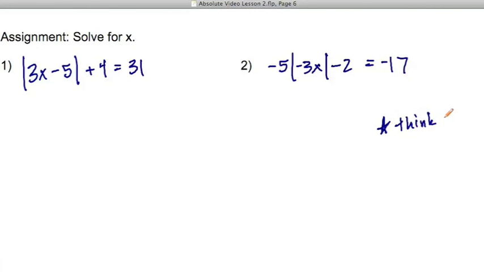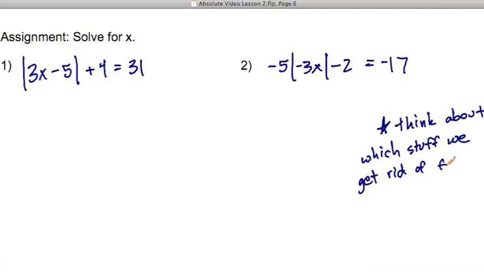Think about which stuff we get rid of first. Okay, think about which stuff we get rid of first. So you've got 2 problems. Number 2 is pretty challenging, but if you have any questions or anything, text me or call me.